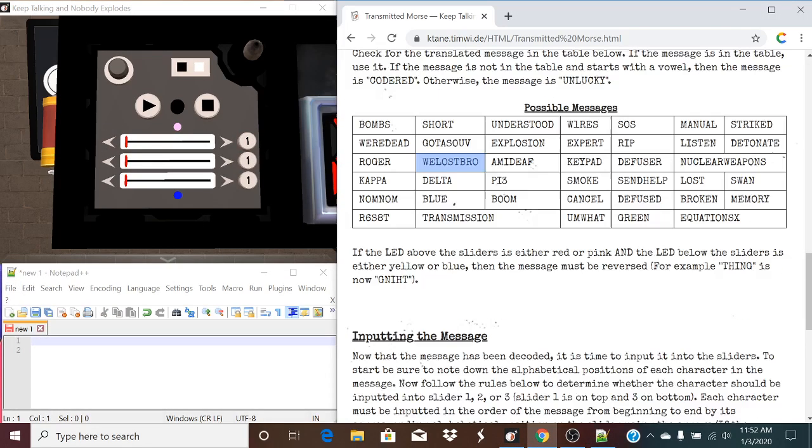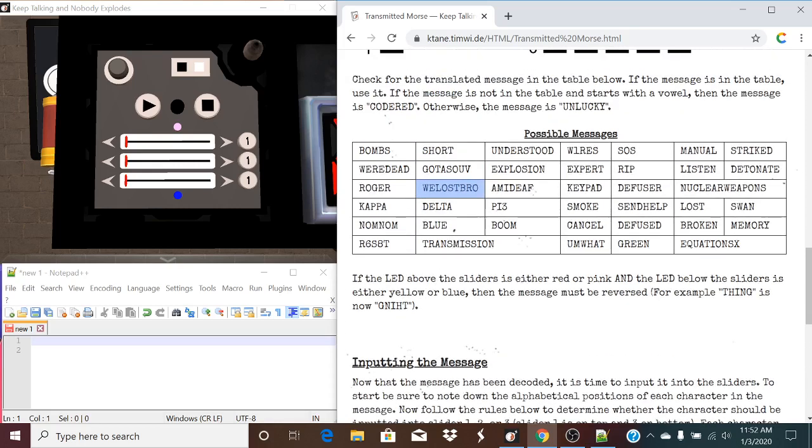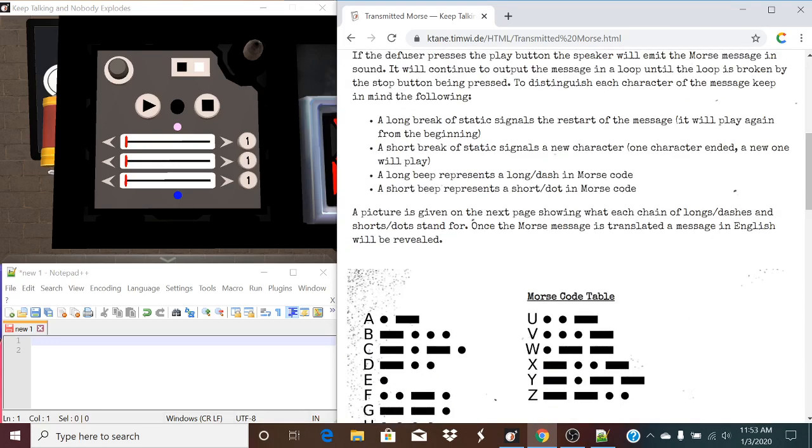Let's take a look at our next one. Checking these rules, of course, before. If the LEDs above the slider are either red or pink, it is, in this case, pink, and the LEDs below the slider are either yellow or blue, yes. So our message is going to be reversed for this stage.